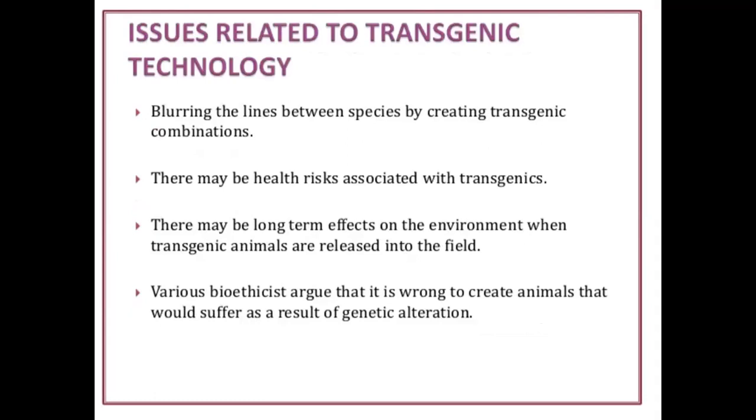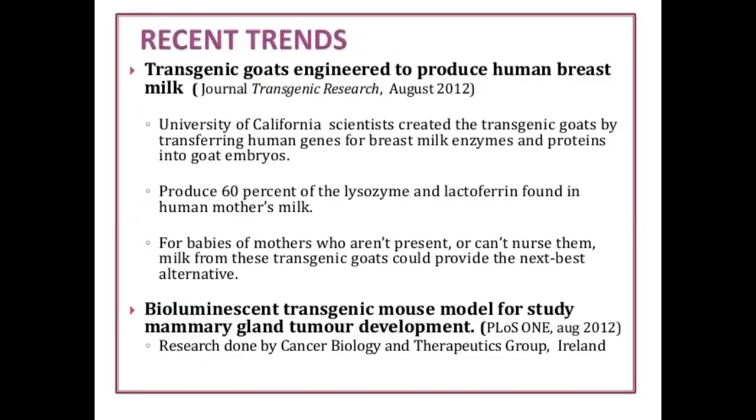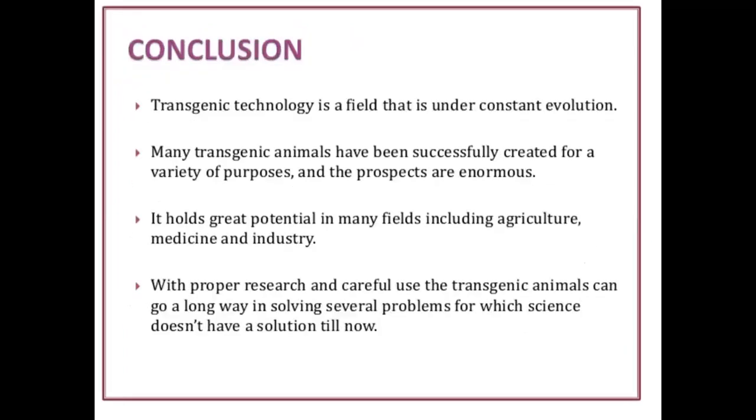Then various problems and issues related to transgenic technology also exist. There may be health risks associated with transgenics, and there may be long-term effects on the environment when transgenic animals are released into the field. Various bioethicists argue that it is wrong to create animals that would suffer as a result of genetic alteration. A recent trend is the transgenic goat engineered to produce human breast milk, which has also been created.